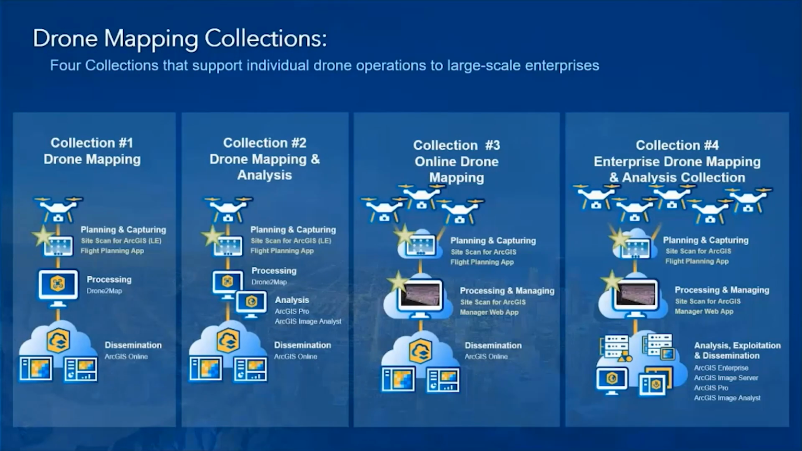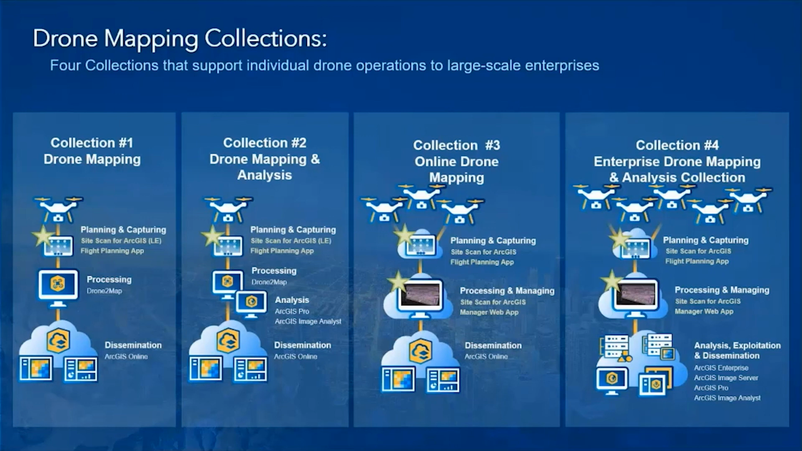And the way that we deliver that is through 4 different drone mapping collections that support individual operations, as we've been talking about so far. So this ability to plan and capture data using SiteScan and doing flight planning apps, processing that data as we've always been able to do with Drone to Map, and then disseminating in ArcGIS Online. We can go from that single drone up to large scale online drone mapping and even enterprise drone mapping and analytics. And so the scalability here really helps you decide what's right for your organization based on your needs, the scale of planning and operations that you want to do, and how elastic and flexible you need to be with your solutions.